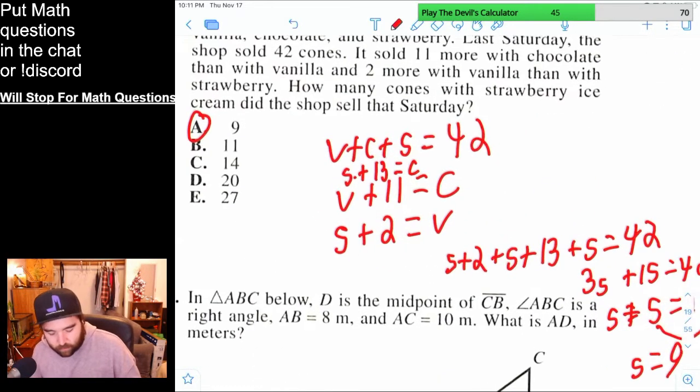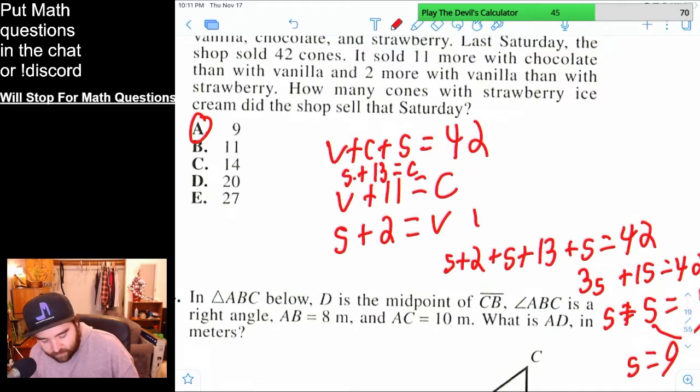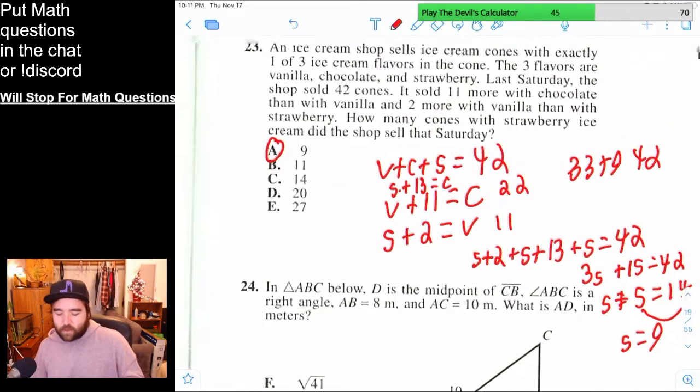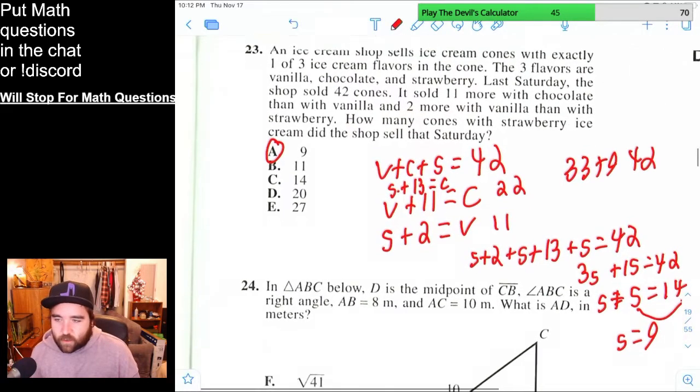And we could check that real quick if we wanted to. So that means they sold 11 vanilla cones. And that means they sold 22 chocolate cones. So 22 plus 11 is 33. And 33 plus 9 is 42. So you're correct. Always nice to check your answer real quick if you can.